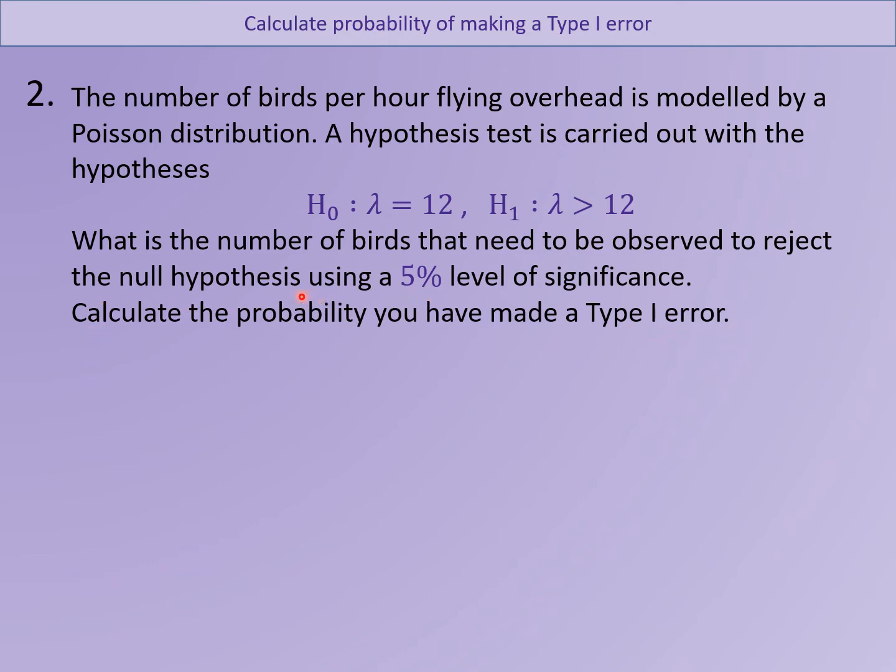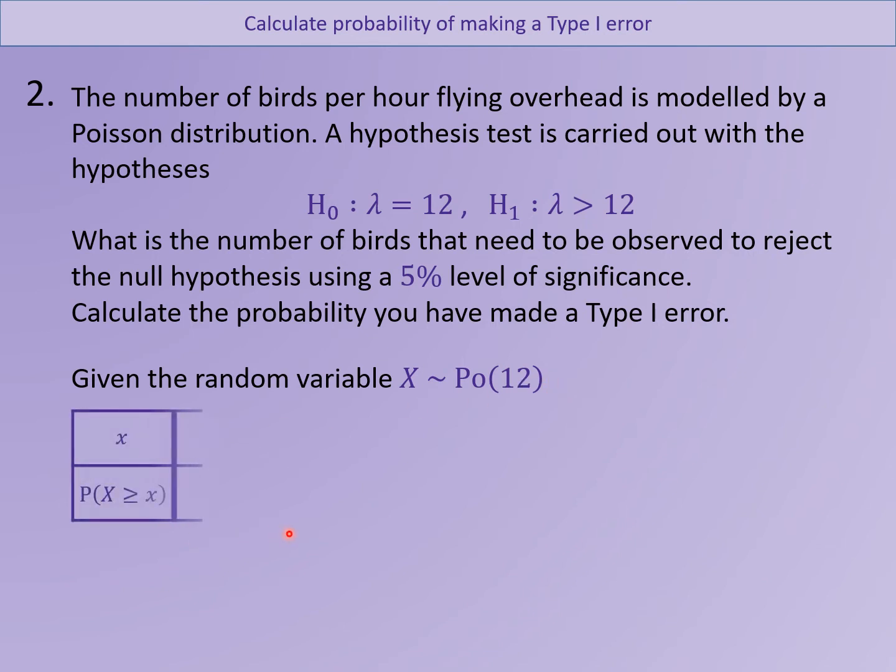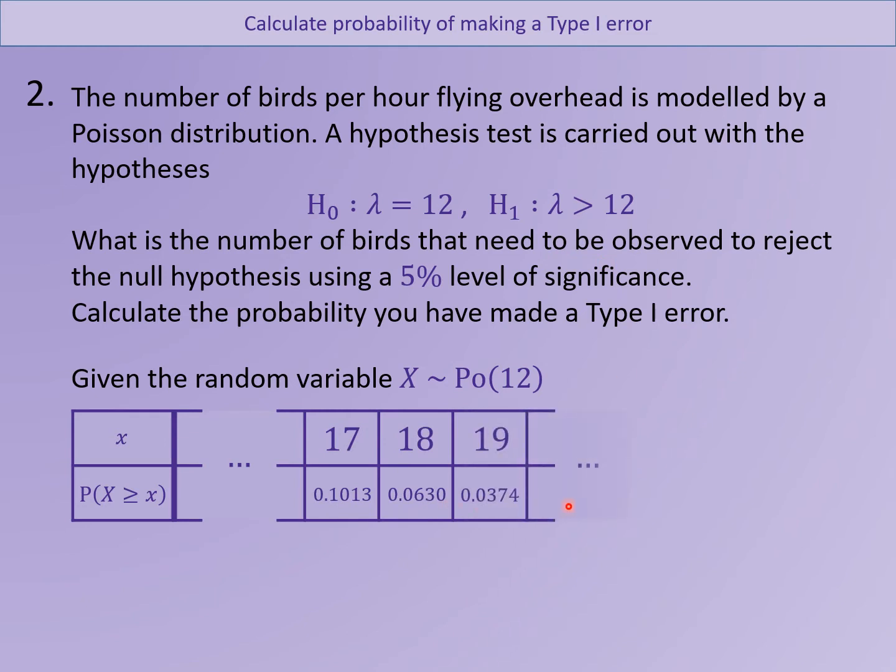First thing I'm going to do is just write out the probability distribution. So X is distributed using a Poisson distribution and the rate is 12 per hour. Okay, so I've written it out like that. I'm going to fill out my table, the same as before, noticing this time it goes above. So I'm looking at the opposite end.